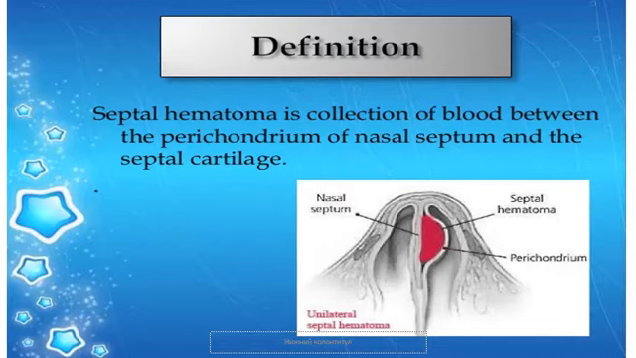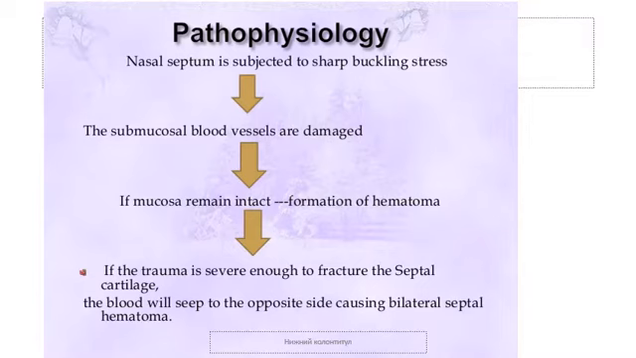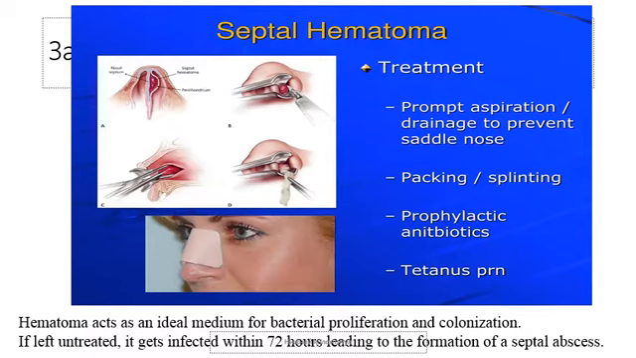What is the septal hematoma? The septal hematoma is a collection of blood between the mucoperichondrium of the nasal septum and the septal cartilage. The pathophysiology: the nasal septum is subjected to sharp buckling stress, and the submucosal blood vessels are damaged. If the mucosa remains intact, it leads to formation of the hematoma. If the trauma is severe enough to fracture the septal cartilage, the blood will seep to the opposite side, causing bilateral septal hematoma.